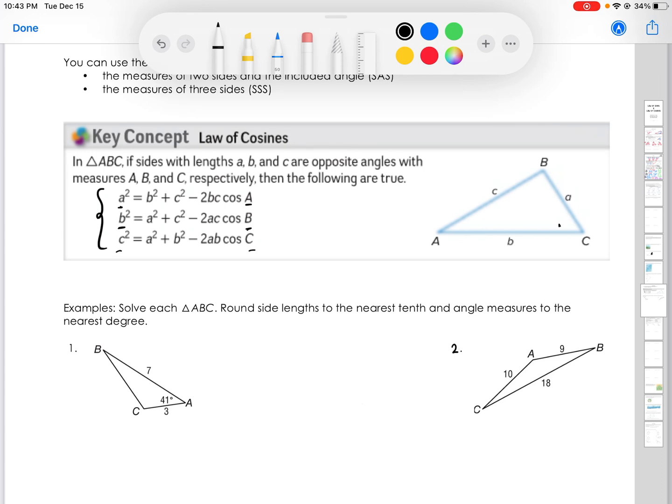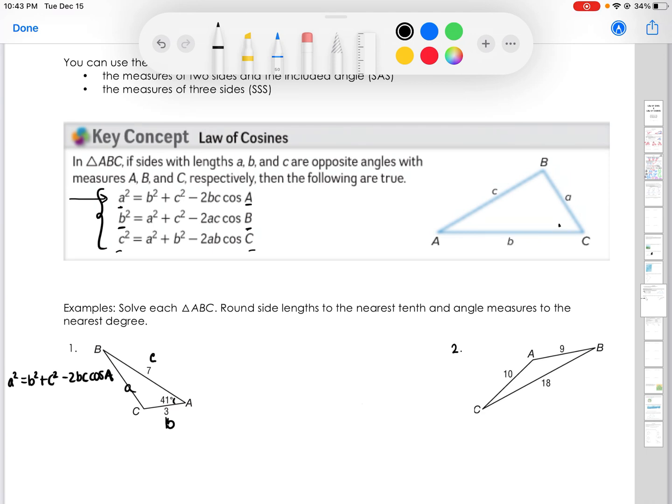So if we take a look at number 1, we know that we have angle A that's given to us, and then we have side c and side b. So we want to think about which of these equations uses that angle, and that would be that top equation. And we're asked to solve for all of the different parts here. So we have a squared is equal to b squared plus c squared minus 2bc cosine of A. Okay, and this will be little a when we solve it.